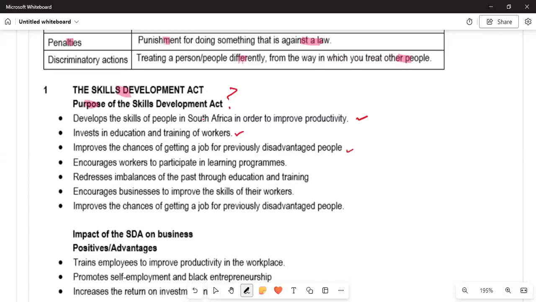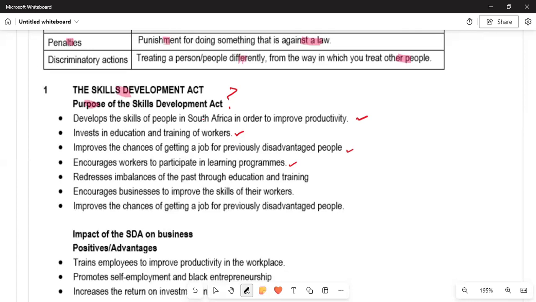It is with this act that now they will be able to access jobs. It encourages workers to participate in learning programs. So the workers at the workplace who are not skilled are able to improve themselves, so that they will be equipped with knowledge and skills so that they can be competent to deliver at the workplace.